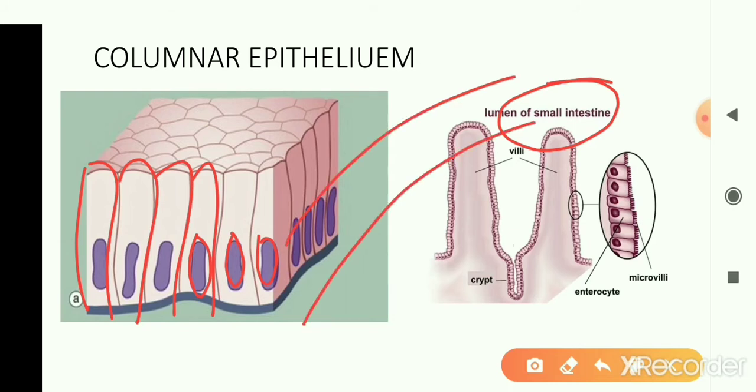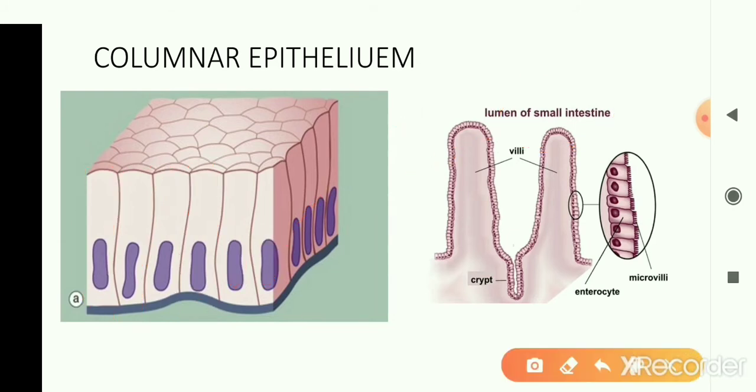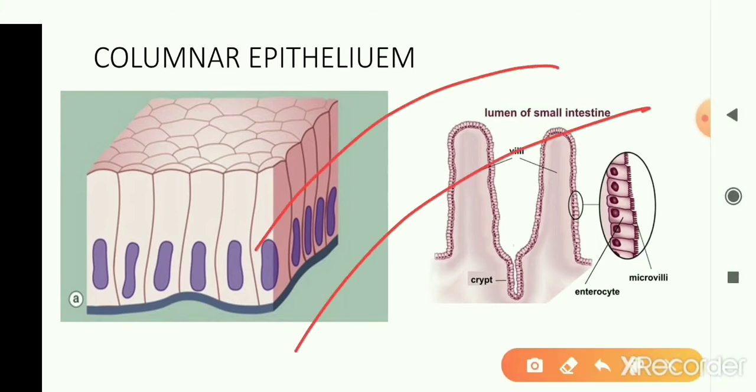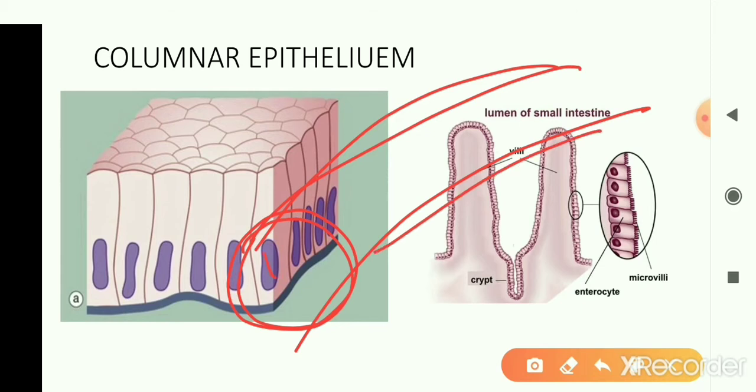of the small intestine. The inner wall of the small intestine is lined by these columnar epithelium, where absorption becomes a main function. Okay, so if this is a small intestine, internally if you see the small intestine, the inner wall of small intestine is made up of villi.